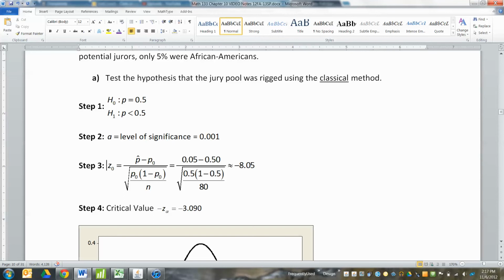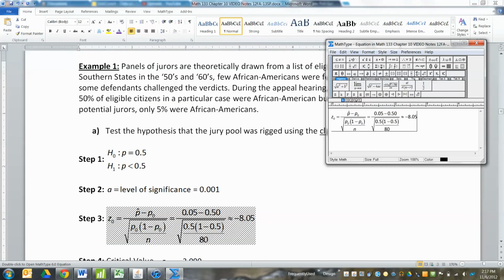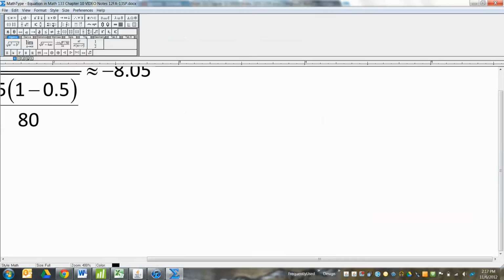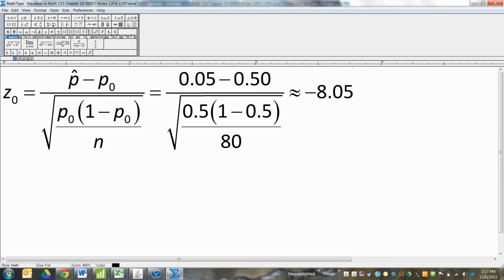Okay. Now, what are all these numbers? Well, let's think. So p hat is 0.05. That's the sample proportion that actually showed up. Oops, let me make this bigger so you can see it. There we go. All right, p0.